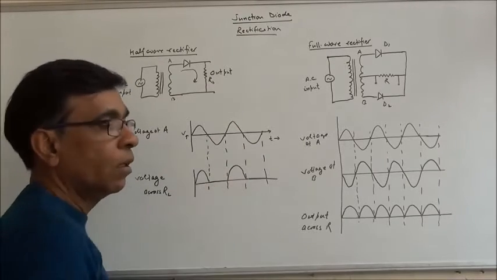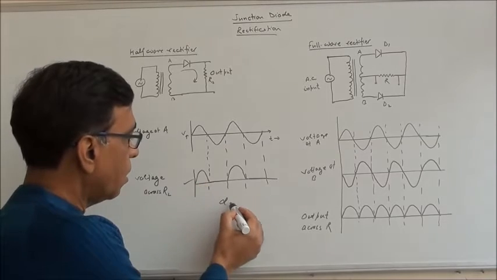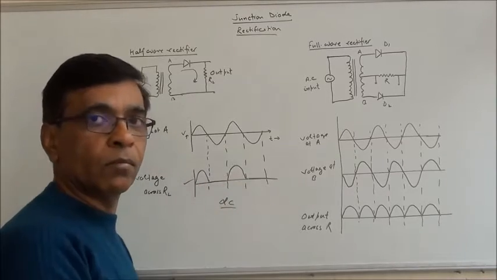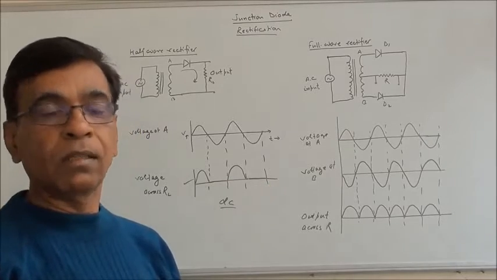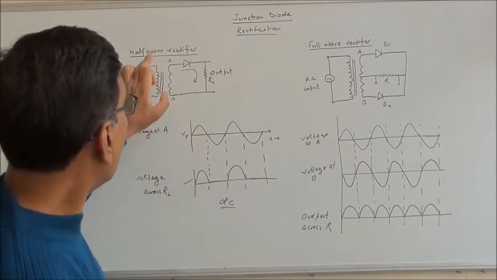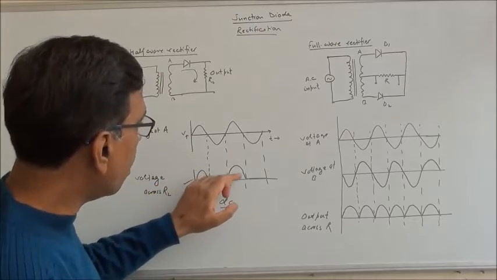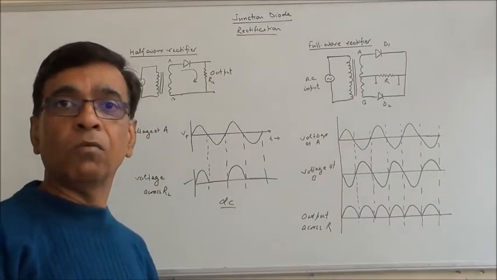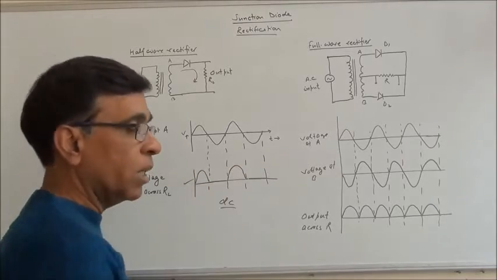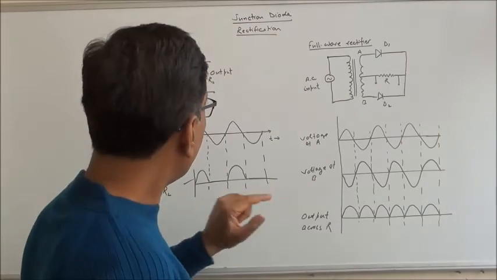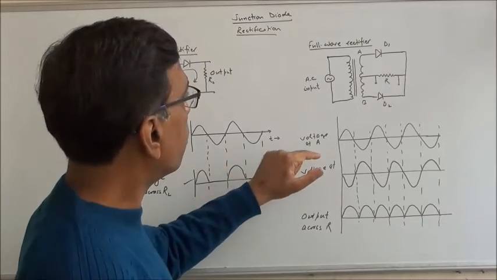So this is DC, though pulsating and 50% missing. So that's why we call it half wave, because we are getting only half wave getting converted to direct current. Other half is missing, and this is also pulsating. In the full wave rectifier, we take the entire waveform conversion.